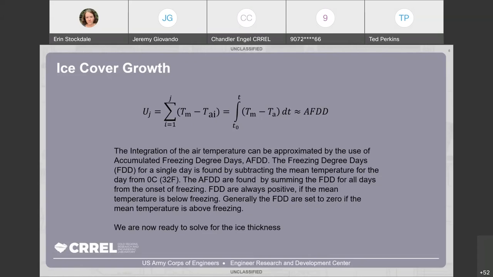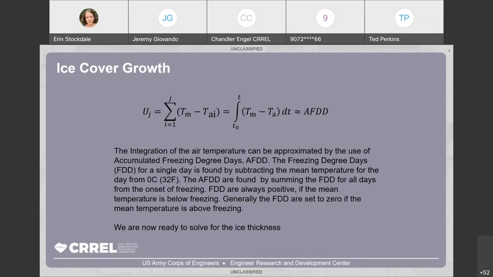So for a day that's minus 10 degrees, the freezing degree days are 0 C minus minus 10. So that works out to positive 10 freezing degree days. So if it's minus 10 C average, that's 10 freezing degree days. So the sign's positive, like I said, for freezing degree days.